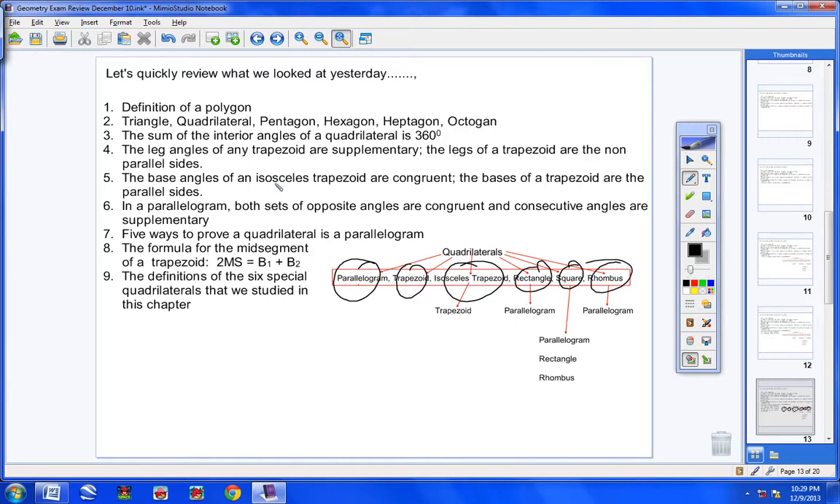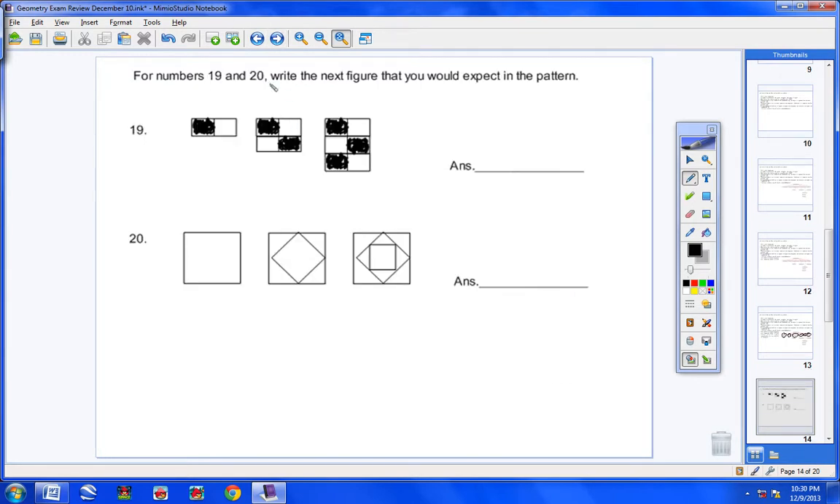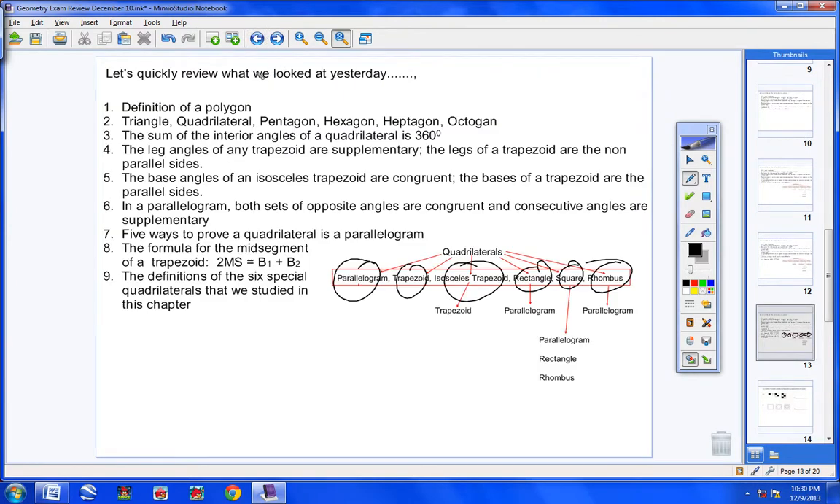I'm not going to ask you for any definitions or fill in the blanks. However, you still need to know the definitions so you can answer questions about certain problems. Whoa, is that it? Okay, that's it. So there's the review from yesterday. Those are the main thoughts you need to be familiar with.